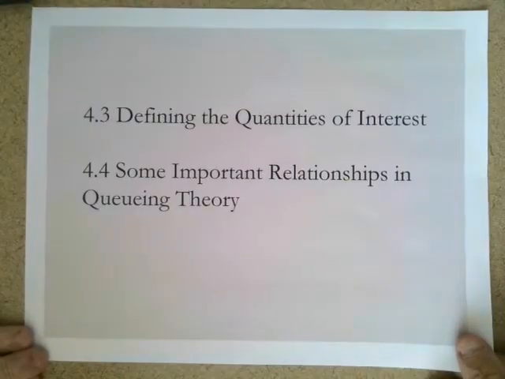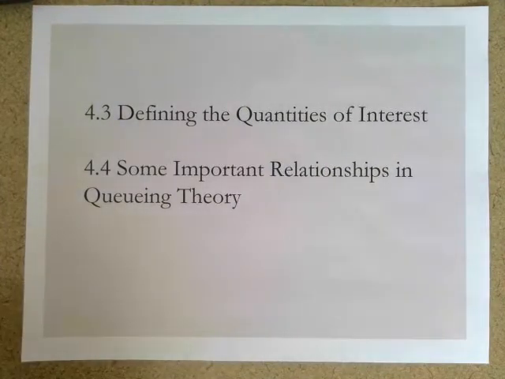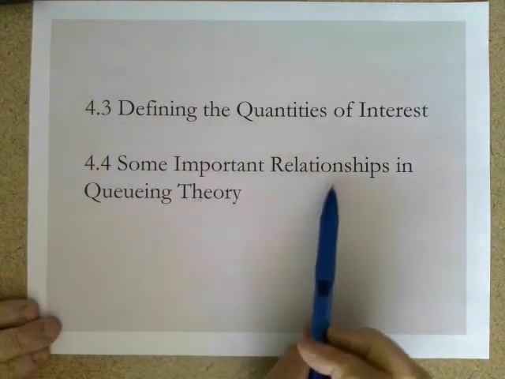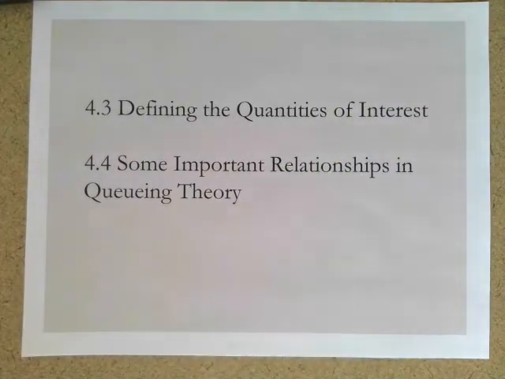Okay. Now, when we're doing queuing analysis, we're interested in certain types of quantities. We're interested in how long we're in the system, how long we're in the queue, what the length of the queue is, what the total number of people are, and we're often interested in the average values of those. So I'm going to talk about the quantities of interest and then these relationships between these quantities of interest.